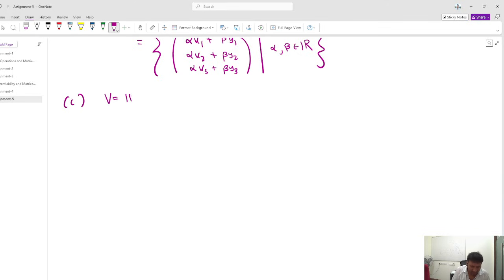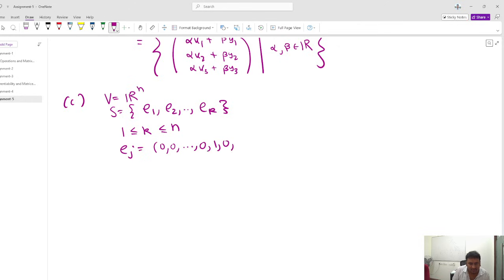You have V equal to R^n and you are defining S to be {e1, e2, ..., ek}, where 1 ≤ k ≤ n. And what is ej, guys? ej is this vector (0, 0, ..., 0, 1, 0, ..., 0), where this 1 is on which place? The jth place. So basically e1 would be just (1, 0, ..., 0), this n-tuple.